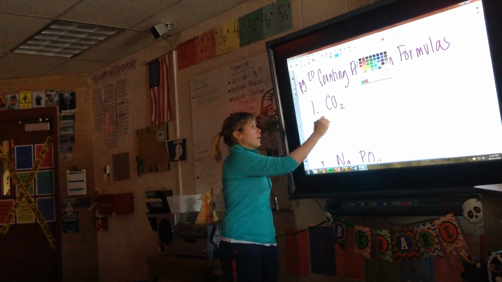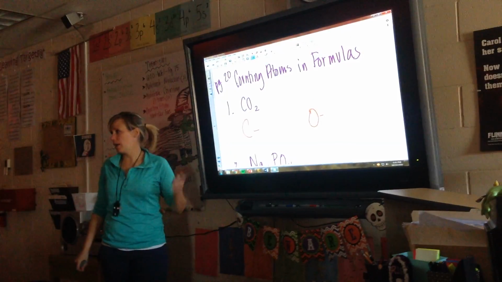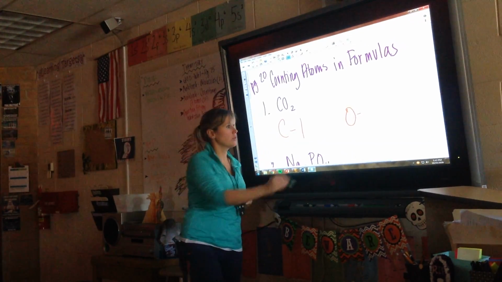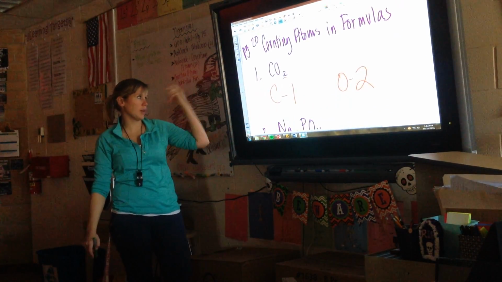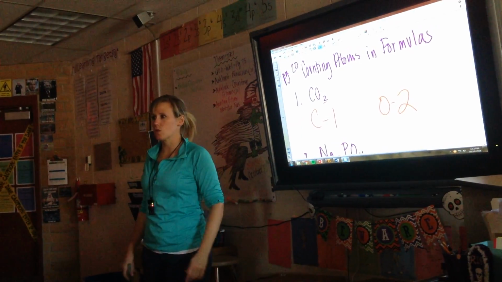And? Carbon and oxygen. Good. Okay, Garrett, how many carbon atoms do you have? 1. How many oxygen? 2. Good. And again, the subscripts just tell us that. We wrote the symbol for carbon, so we know there's 1. We have the symbol for oxygen with a 2 after it, so that means there's 2 of them.